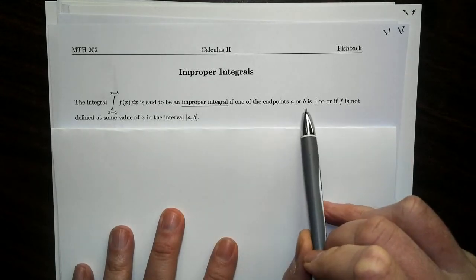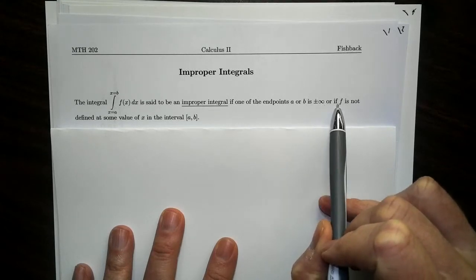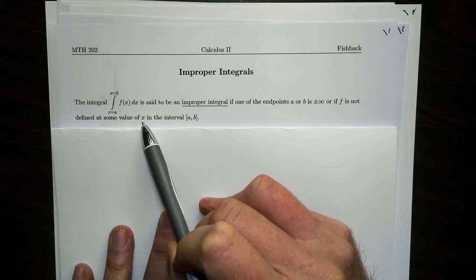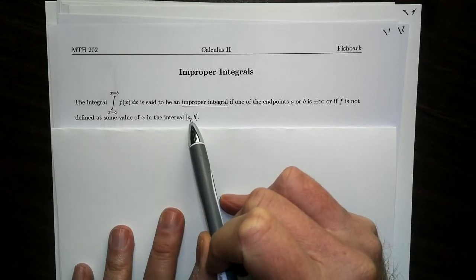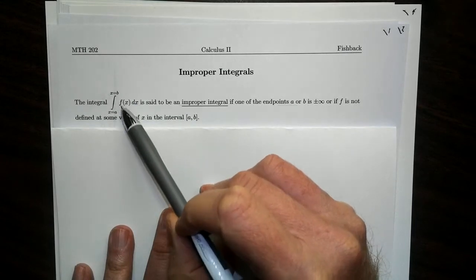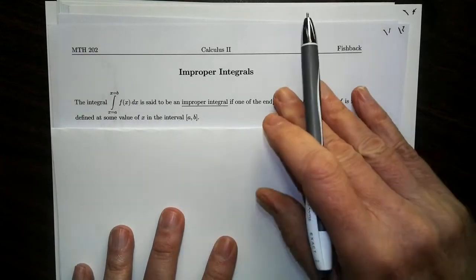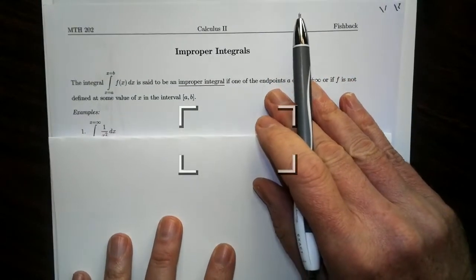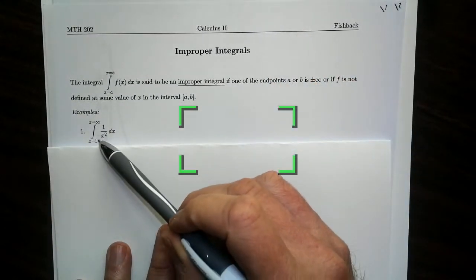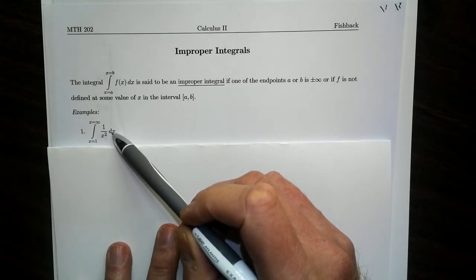It's improper if one of the endpoints a or b is infinite, plus or minus infinity, or if f is not defined at some value of x in the interval from a to b. So one of the endpoints is possibly infinite or minus infinity, or possibly the function is not continuous somewhere on the interval of integration.